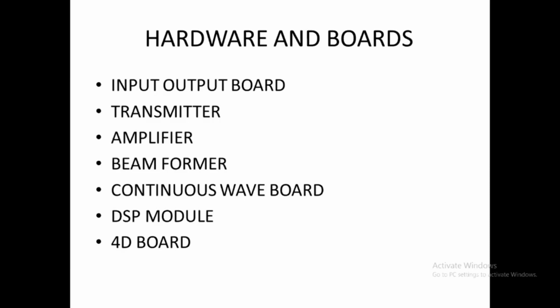The transmitter helps to get the signals. Any transmitter that has been used on these boards is used for the analysis to get the signals. Then the amplifier is used for the differentiation of the frequency levels. Then the fourth one is the beamformer.